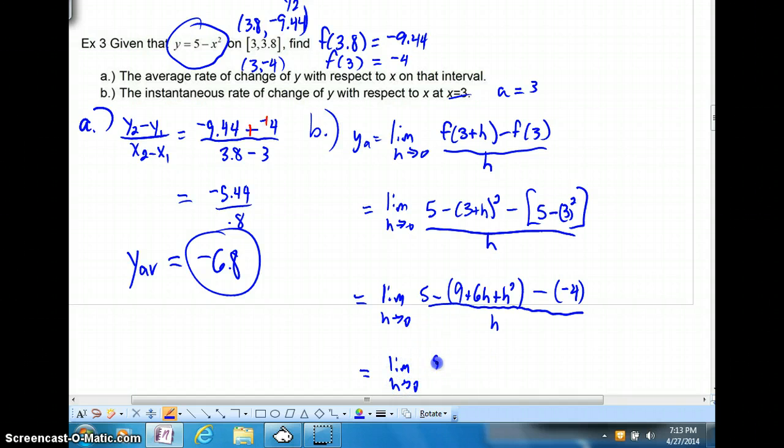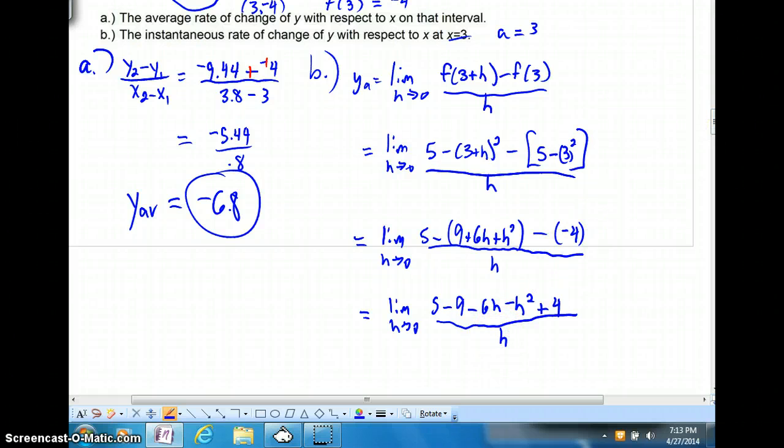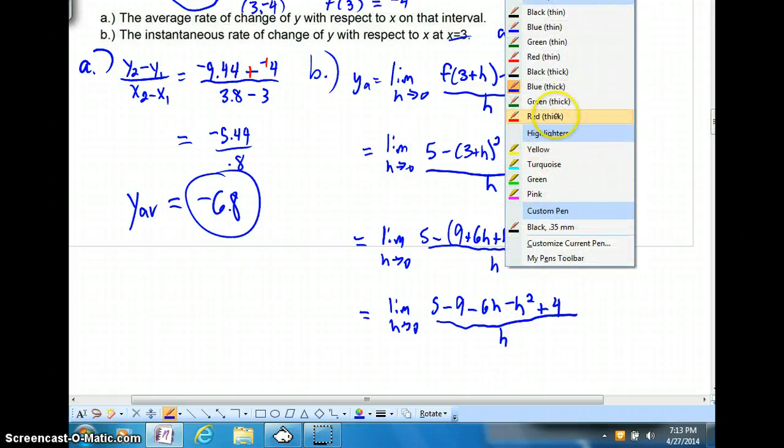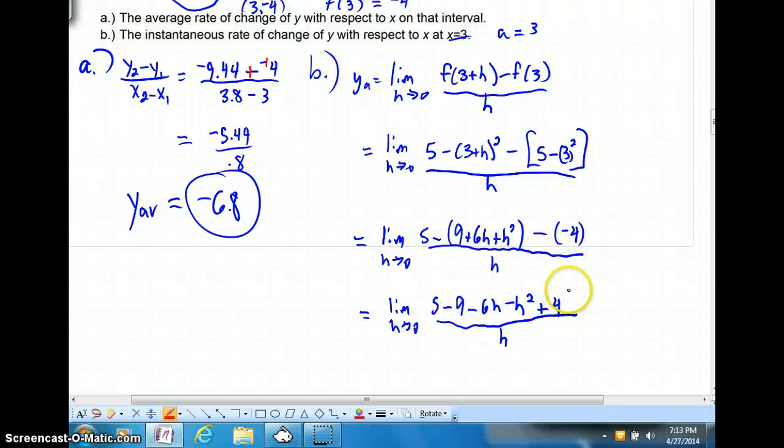Distributing up on top, we get 5 minus 9 minus 6h minus h squared. Minus a negative 4 turns into a plus 4. And I think you'd see rather quickly where we're traveling here. You can see that 5 minus 9 is negative 4. The negative 4 would cancel with this plus 4, and we'd have negative 6h minus h squared.